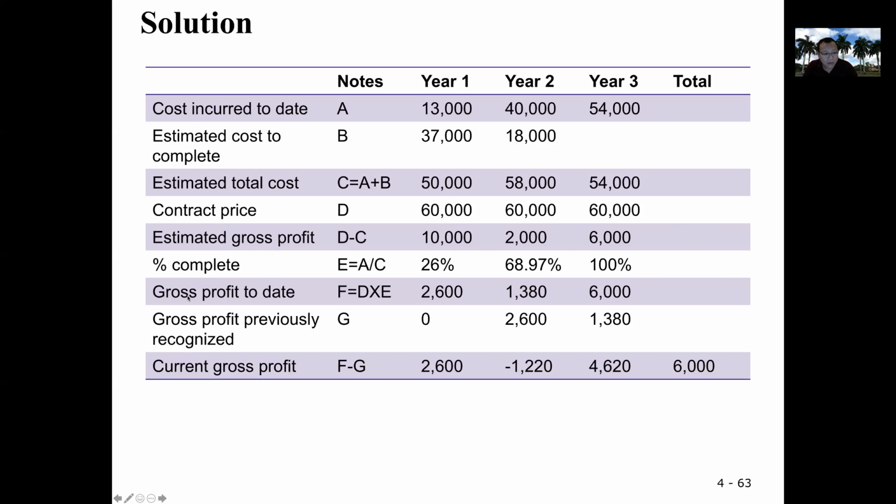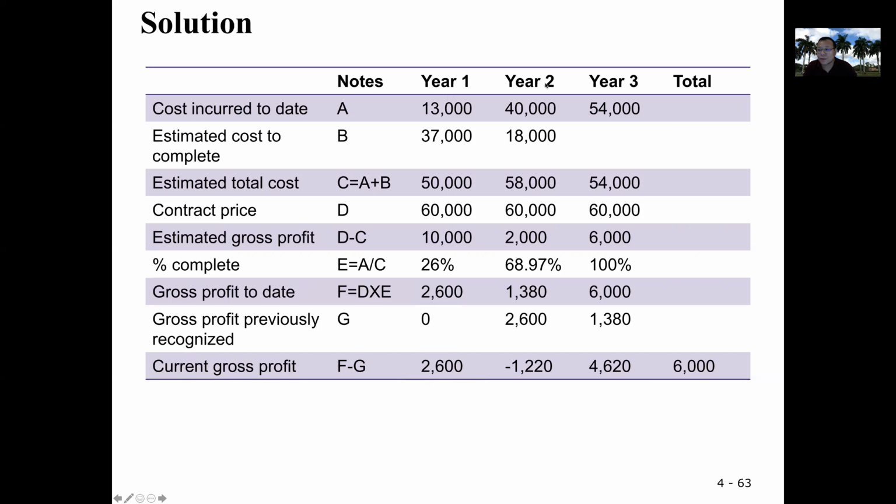So the gross profit to date: the estimated gross profit is 10,000 and the percentage is 26%. So 26% of 10,000 is 2,600. And this is the first year. There's no profit recognized previously. Therefore, for year 1, the current year gross profit is 2,600. So that's year 1.